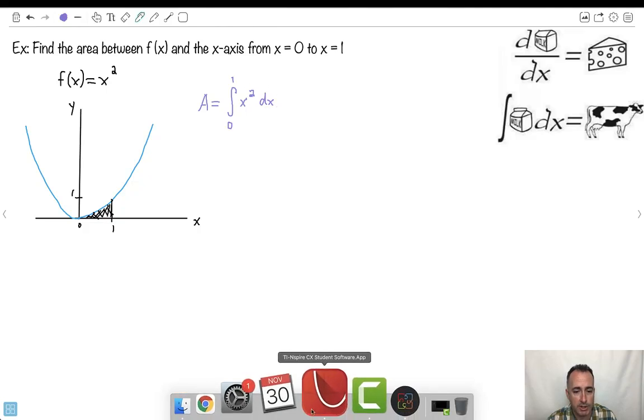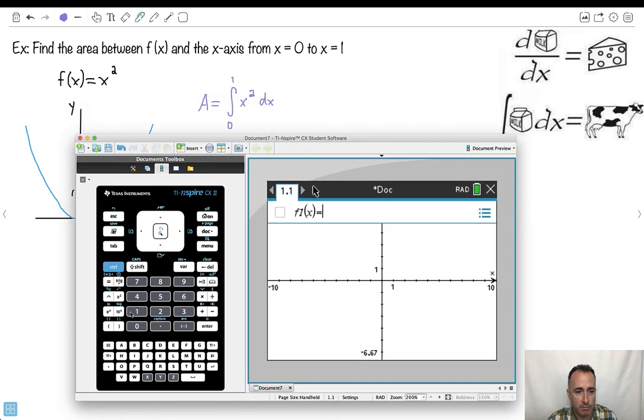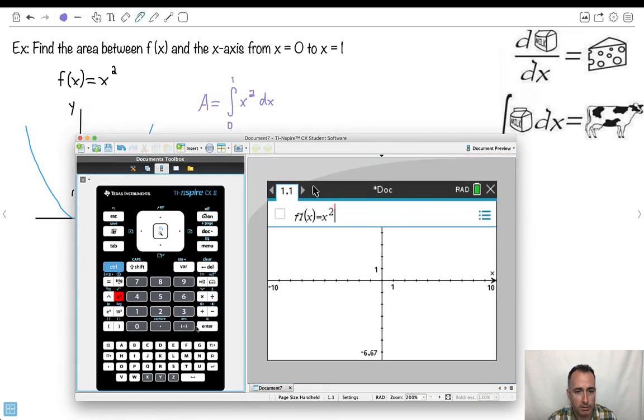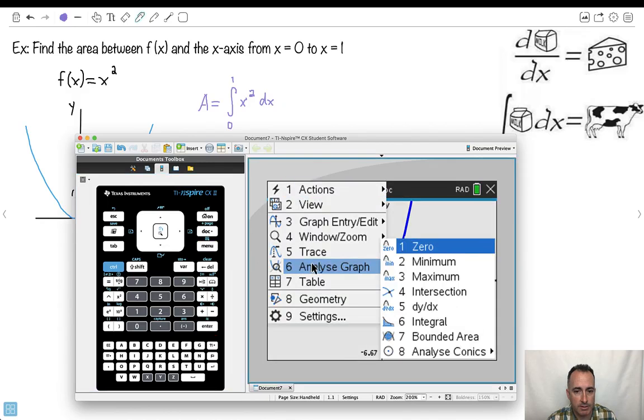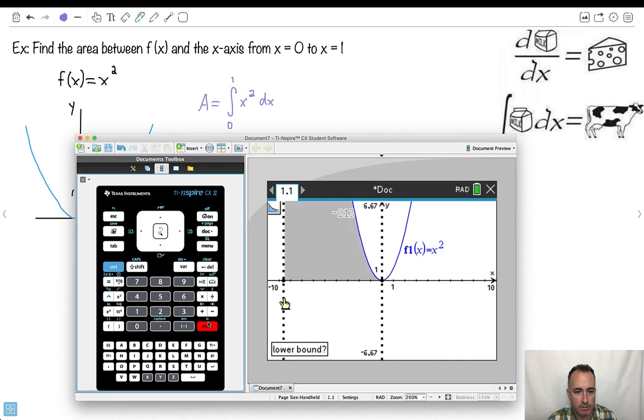So let me show you the two ways to do it. One is by doing it with a graph. So I'll just graph this function. I'm going to graph x squared. There. Now I'm going to do menu, and I'm going to go to analyze, and I'm going to say, give me the integral. Do you see that one right there? It says, where do you want to start? So instead of clicking somewhere, I just type in the answer. I just type in 0 for the lower bound. Upper bound is going to be 1. There you go. So from 0 to 1, the answer is 0.333.